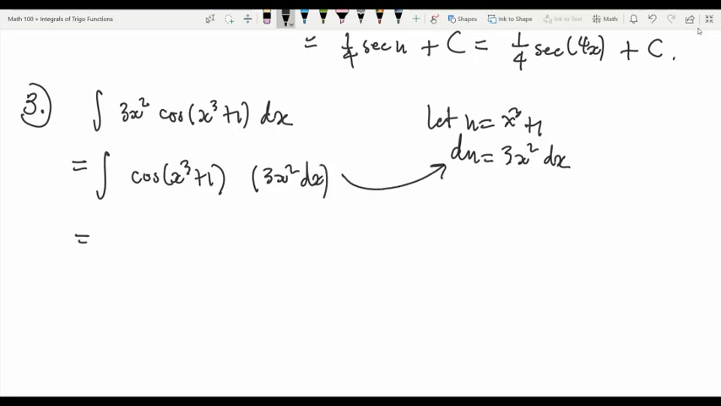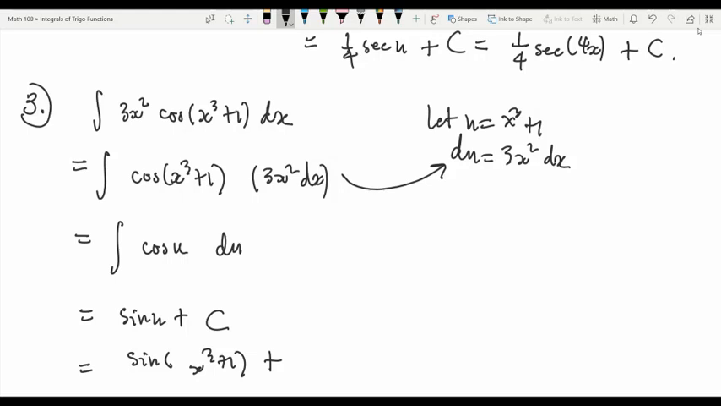So you can now rewrite it as the integral of cosine u, and then your 3x squared dx is just du. So the integral of cosine u is sine u plus some constant c, and then putting back to x, we have sine of x cubed plus 1 plus some constant c.